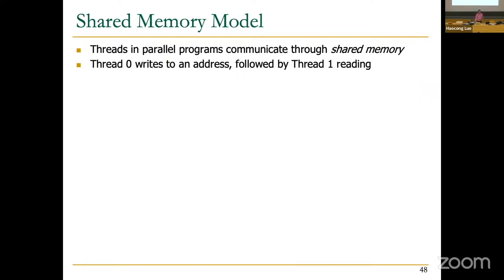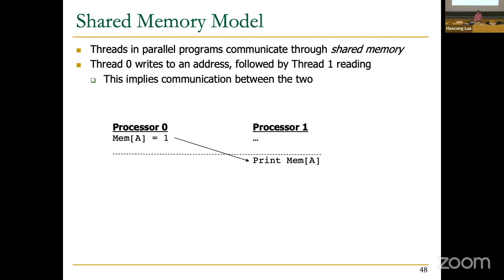Thread 0 writes to an address, and thread 1 reads from that address. This implies some communication between the two. This is how you can communicate between threads, and also processes. Processes are actually larger entities which may contain many threads. So this is one example.